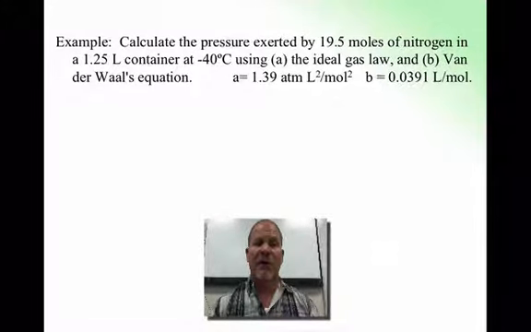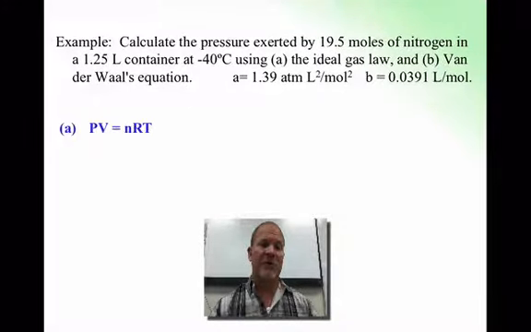So with this, we have calculated the pressure exerted by 19.5 moles of nitrogen in a 1.25 liter container at negative 40 degrees Celsius. Now, first of all, using the ideal gas law, you've been used to this. You have moles, you have volume, you have temperature, you have R, plug and play, and you can calculate the pressure. So in this situation, when I say pressure, you're going to divide both sides by volume.